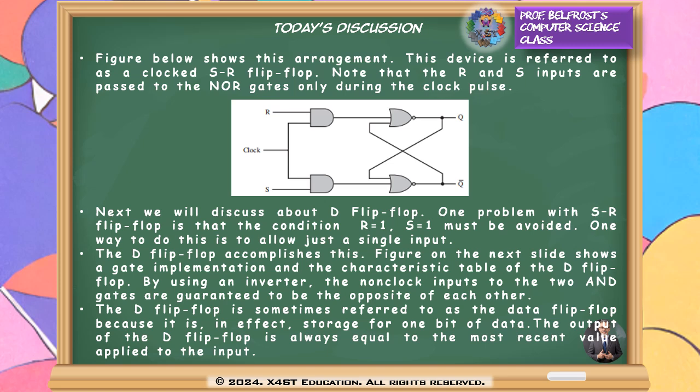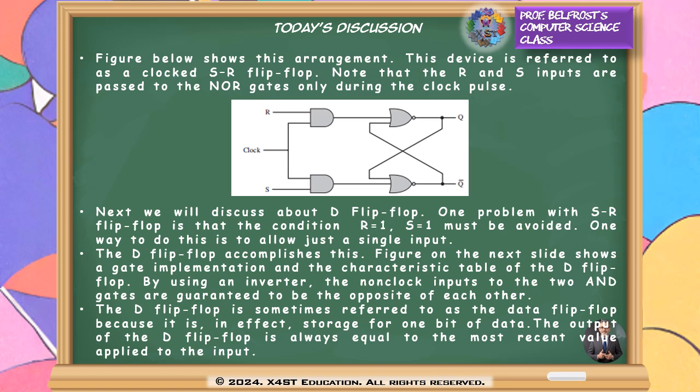So the D flip-flop can finish this problem. The figure in the next slide shows you a gate implementation and the characteristic table of the D flip-flop. By using an inverter, the non-clock inputs to the two AND gates are guaranteed to be opposite of each other every time. The D flip-flop is sometimes referred to as the data flip-flop because it is in fact storage for 1 bit of data.